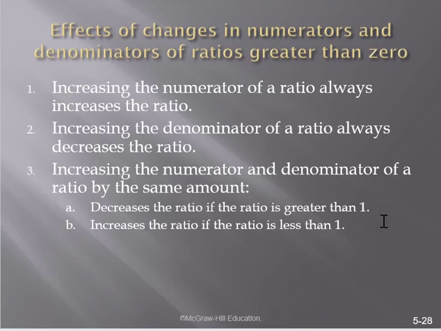So, the effect of changes in numerators and denominators of ratios greater than 0. Increasing the numerator of a ratio always increases the ratio. Increasing the denominator of the ratio always decreases the ratio. When you increase the numerator and denominator of a ratio by the same amount, if the ratio is greater than 1, it decreases it, and if it's less than 1, it'll increase it. Given that situation and the two previous adjustments that were made based on a sale and a credit sale at the end of the year, it makes it clear that you have to be very careful when analyzing ratios during the audit.